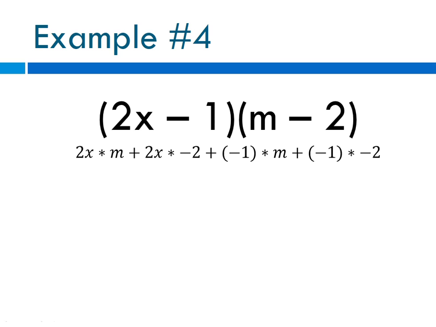When we do that, we're going to get 2xm. There's not the same base, so we're not going to combine our exponents. We're going to do 2x times negative 2, which is negative 4x. We're going to do negative 1 times m, which is negative m. Negative 1 times negative 2 is a positive 2. We have no like terms here, so this is our final answer.